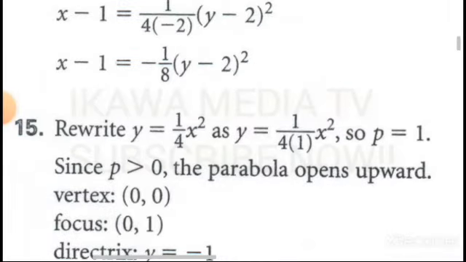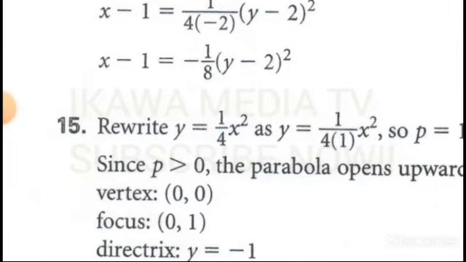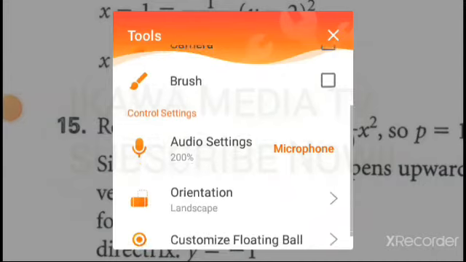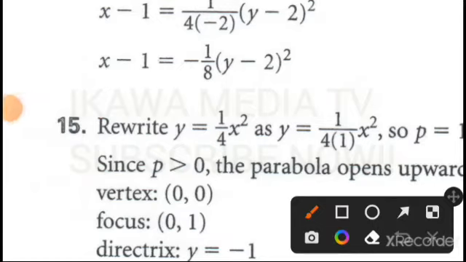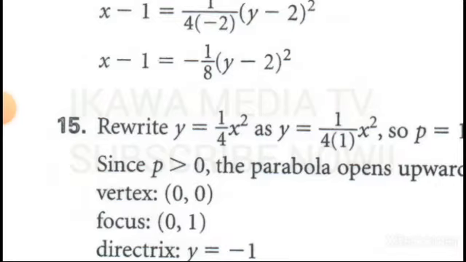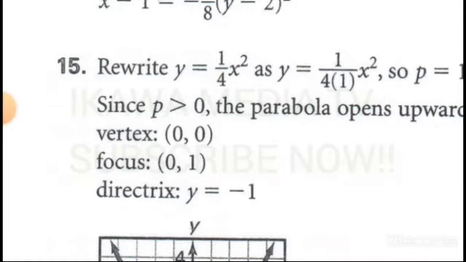The second equation, you were asked to draw the given equations, then label the directrix, the focus, and the vertex. Remember you had y equals 1 over 4 x squared. We had this one: y equals 1 over 4 x squared. So it is up to you to know how to draw this and to label the vertex, the focus, and the directrix.